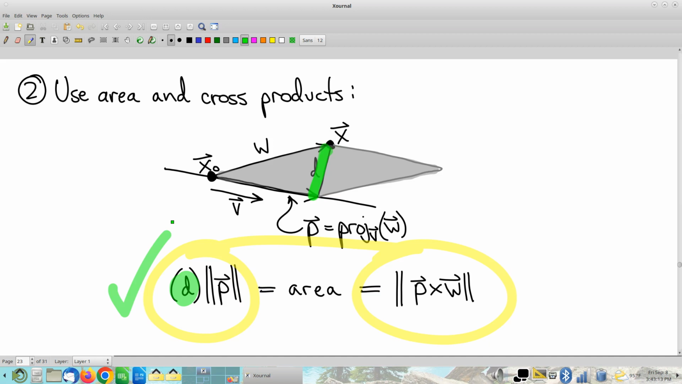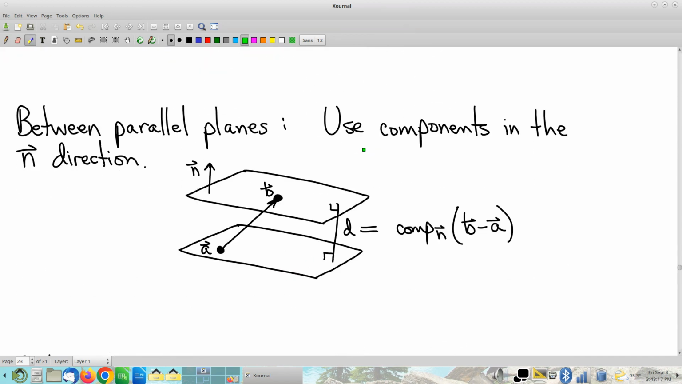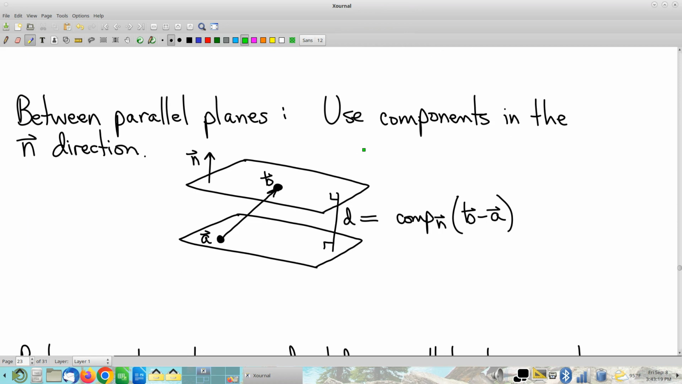All right. Okay, let's see here. The distance between parallel planes. Another little clever trick. Here's the distance I'm interested in. Notice the distance between two planes is a perpendicular distance. Right? That's the only reasonable thing to define as the distance between two planes.